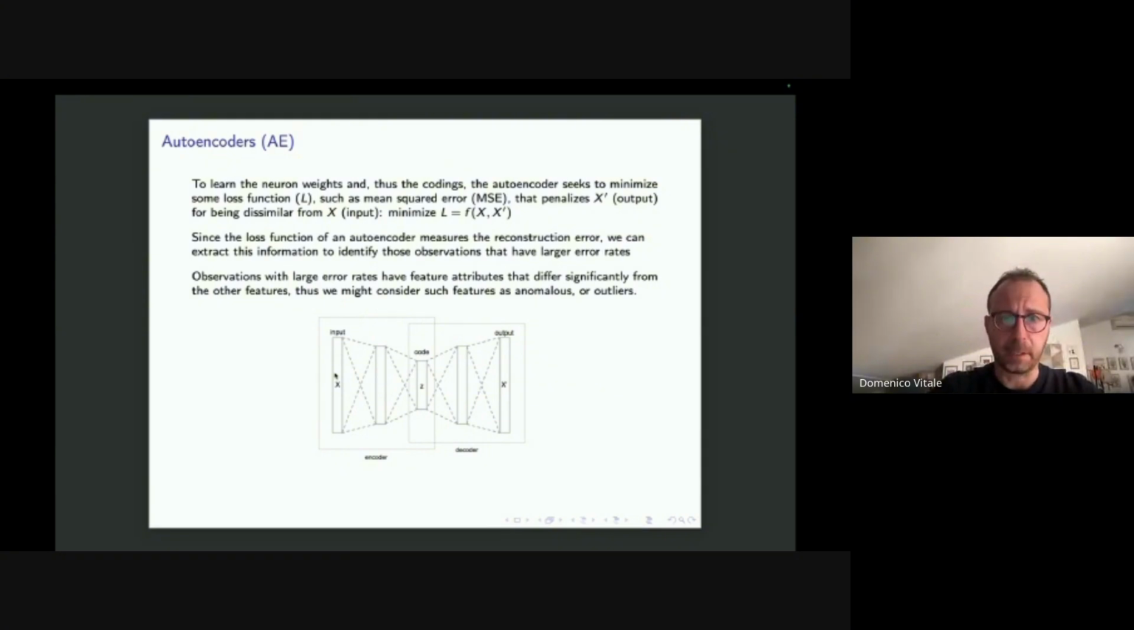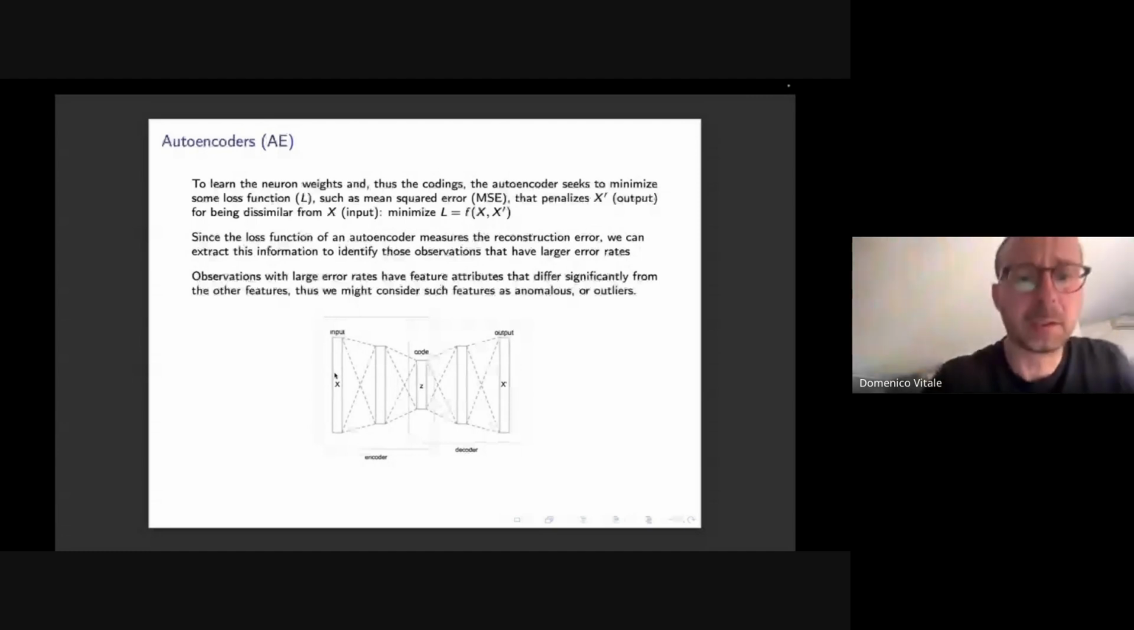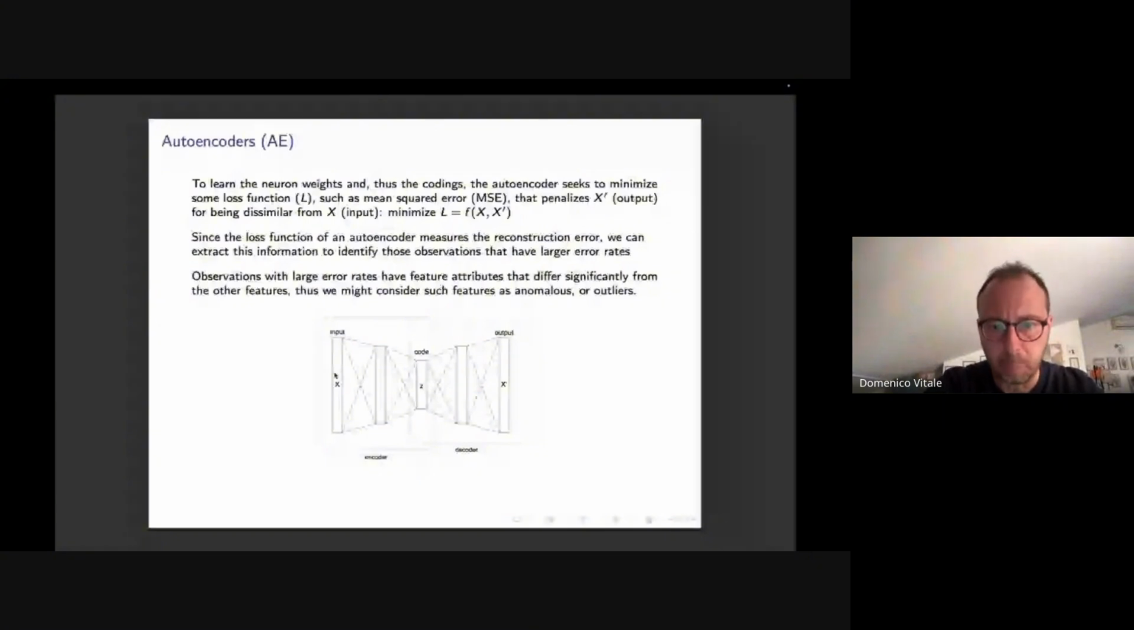Since this last function measures the reconstruction error, we can extract this information to identify those observations that have large error rates. And then using these large error rates, we can identify anomalies or outliers from the original data. Note that autoencoders are based on unsupervised learning, so we have no labeled data in the data input X.